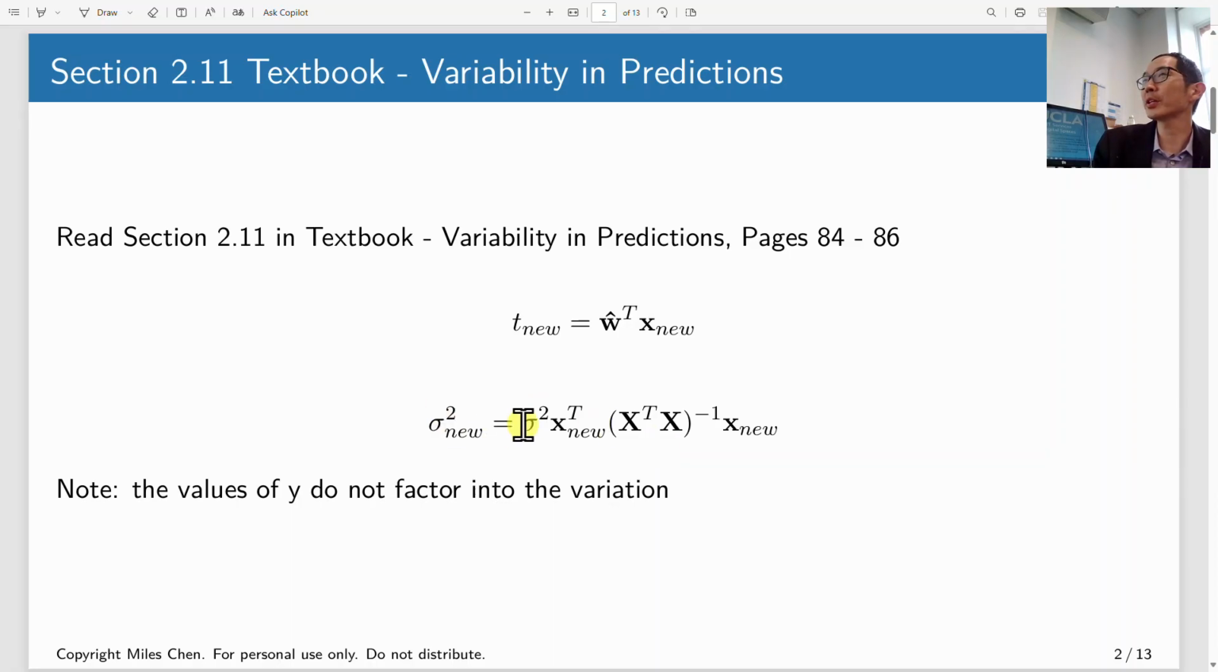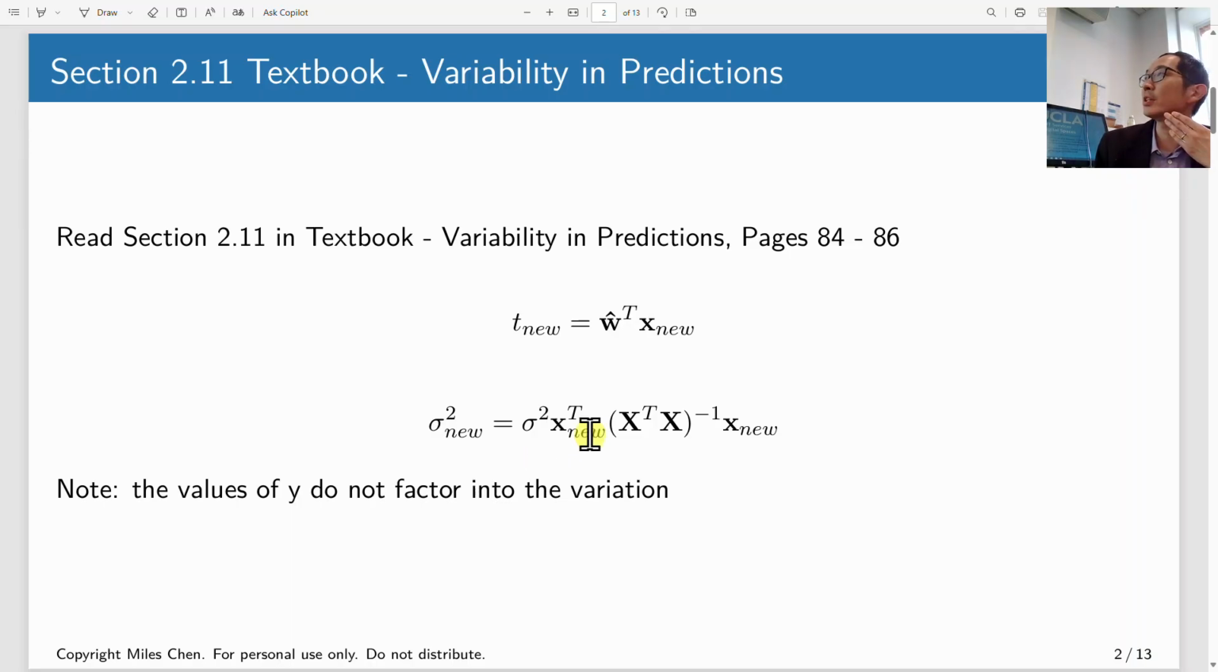So here we're just talking about the model's noise parameter. Okay, so this part makes sense, right? If you're going to make a new prediction and the data you have has lots of noise, so you have a big sigma squared here, well, we would expect our predictions to reflect that and also have a lot of variation there, okay?